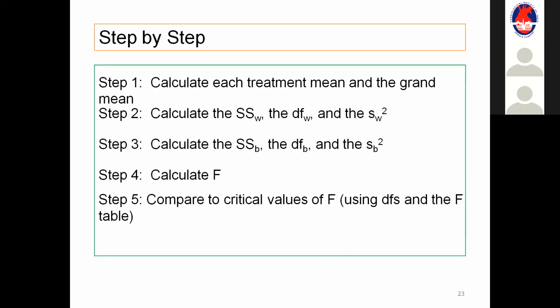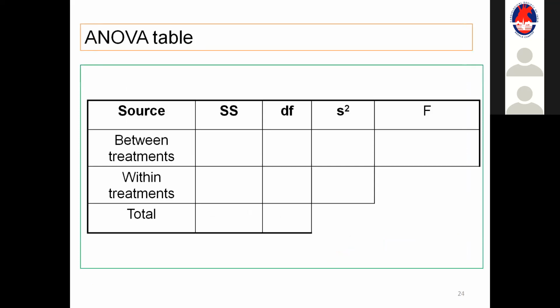So the step by step: calculate each treatment mean and the grand mean, and calculate the sum of squares between. I'll just give you a very fast session here, because you are not going to do this analysis manually. You will be using some sort of software, but I'll describe it quickly. This will be the structure of the ANOVA table. Just like I talked about before, we have between treatments and within treatments, and the overall, with their corresponding degrees of freedom, variances, and statistics.